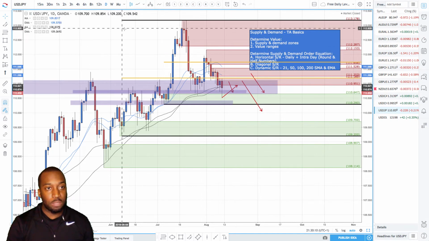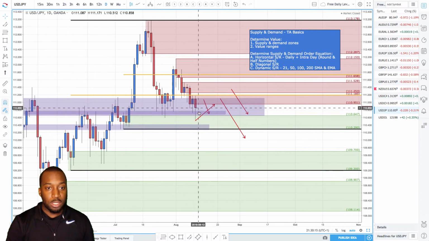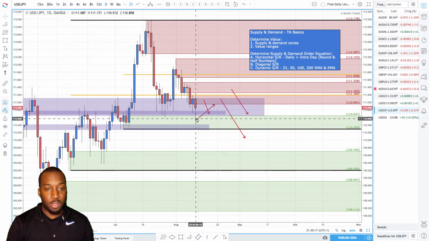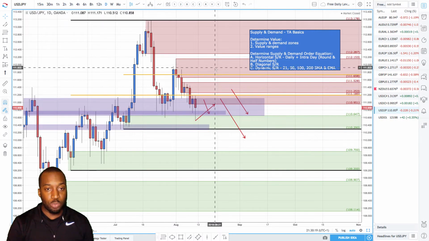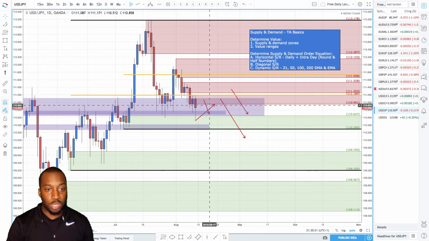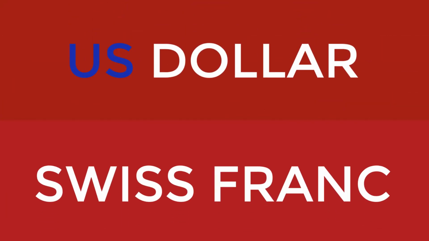So again, if you're looking to buy or sell, go to a blank chart and take those off. This will be your first area to buy, and these supply zones will really be your first areas to look for short trades. So let's look at the next currency pair, which is the dollar Swiss.